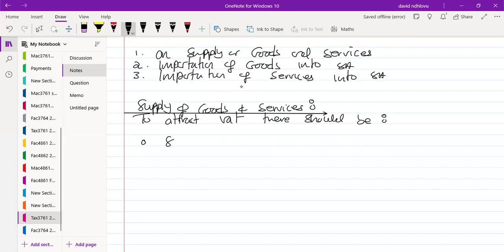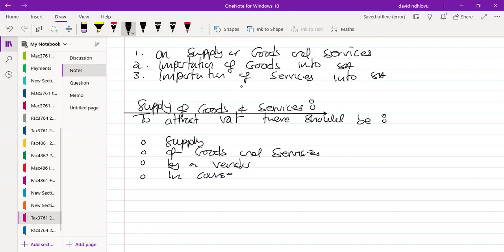So the first thing is that there must be a supply. Then the second thing is that the supply should be of goods and services. Thirdly, these must be made by a vendor. And finally, in the course of furtherance of business, or enterprise.